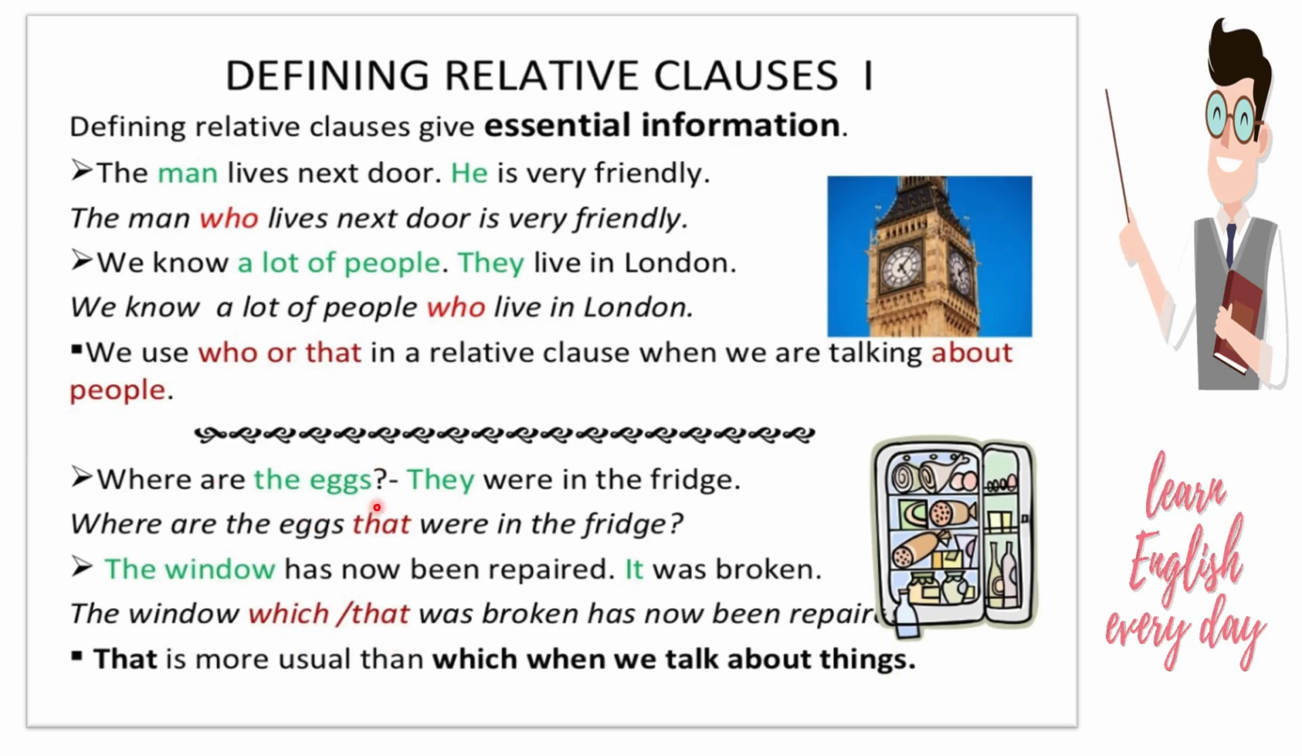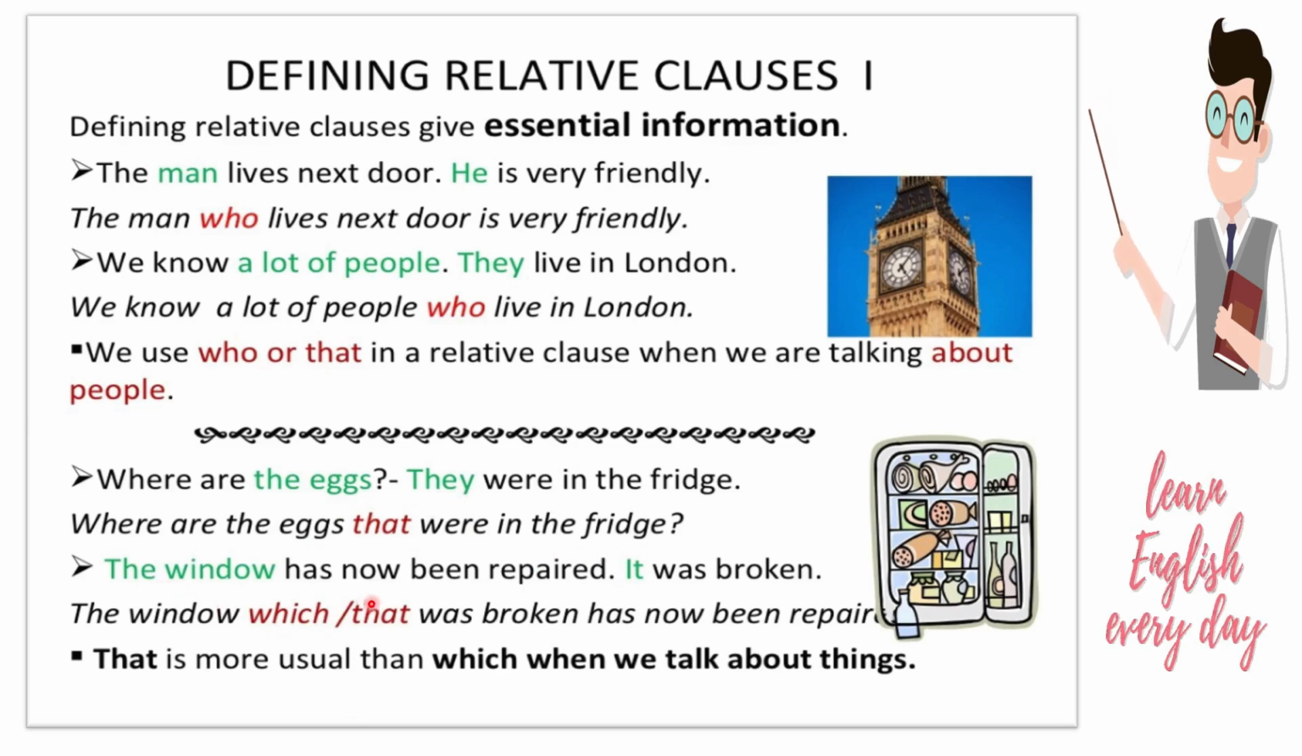Where are the eggs? This is one example. They are, or they were, in the fridge. They and the eggs are two similar expressions. So the sentence becomes: where are the eggs that were in the fridge? That is used as the replacement of they as the subject of were in the fridge.